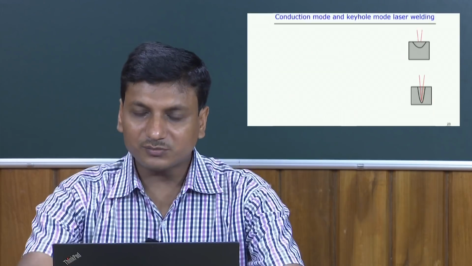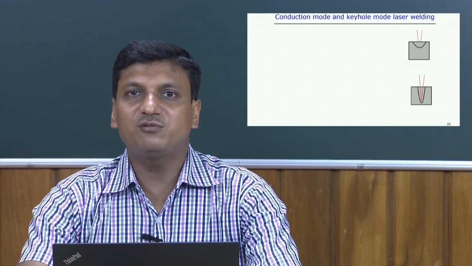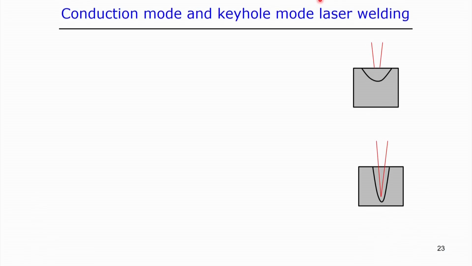when you try to apply the laser as a source. Now, we come to the most used conduction mode and keyhole mode laser welding processes. This is a very important part of the laser welding process. If you look at the figure, you can find the difference between the conduction mode and the keyhole mode laser welding process.